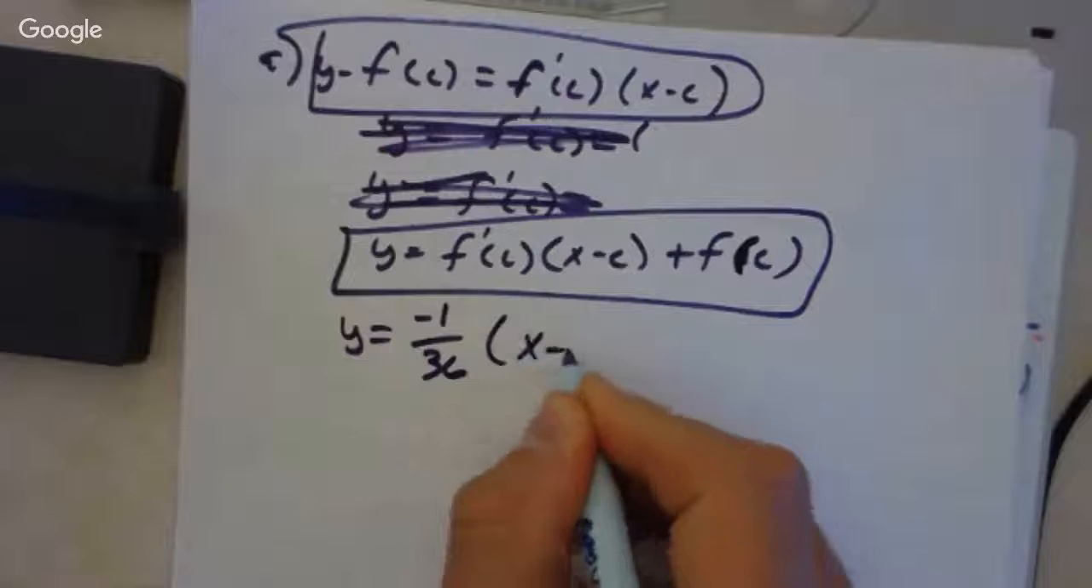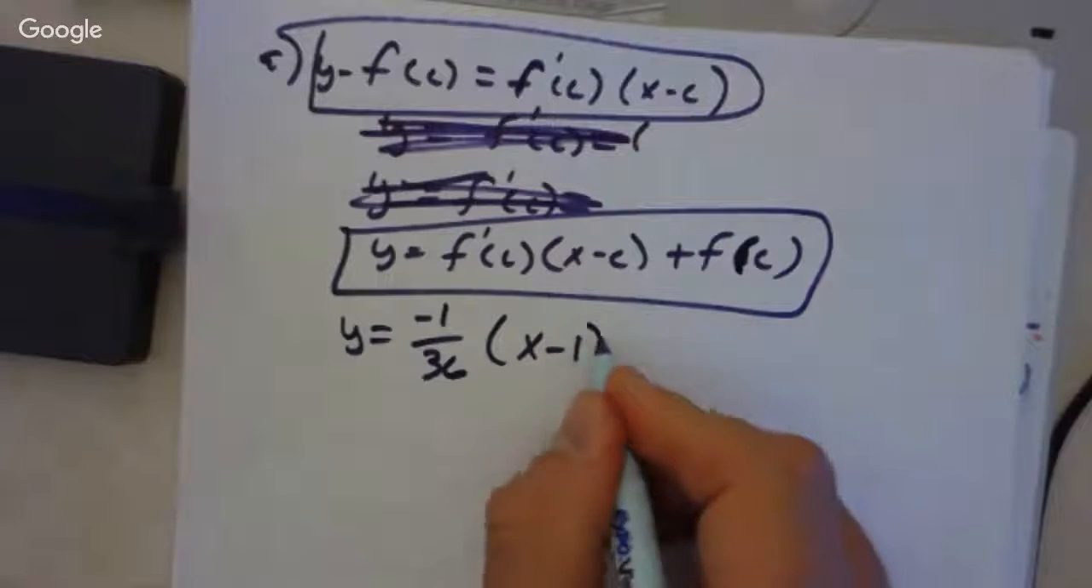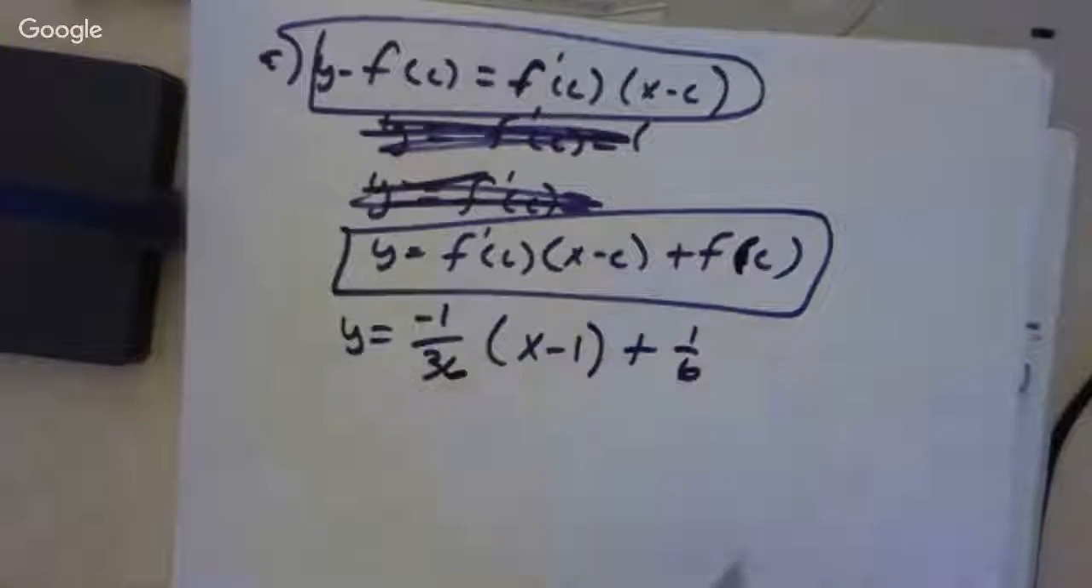-1 over 36. X minus, what point were we interested at? Plus, what was f of c? There's our equation. Do we simplify it? No, no, no. Leave it there. You're done. You got the right answer.